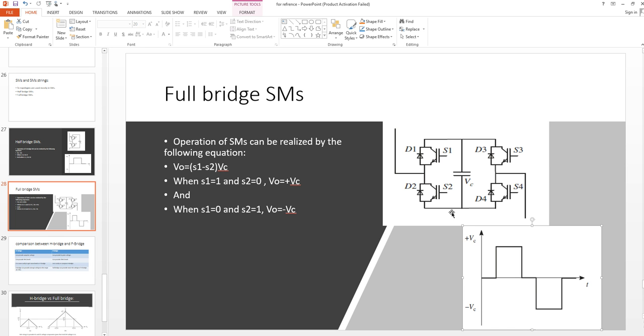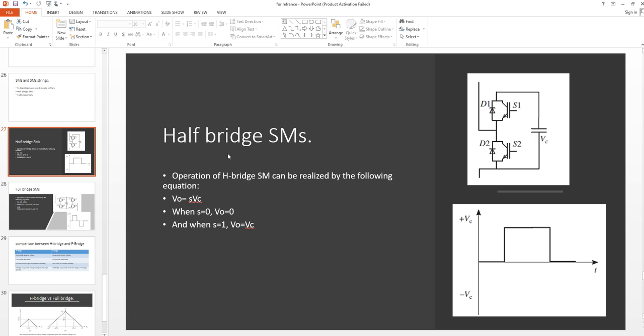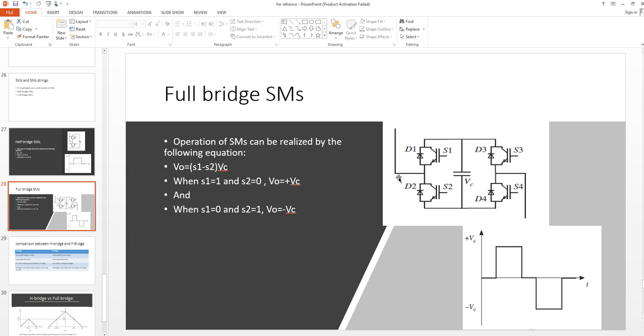When we were using the half bridge submodule, we would only get the positive voltage, which is Vc, and if S is 0, we get 0. So the number of levels in the full bridge module is more as compared to the half bridge submodule.